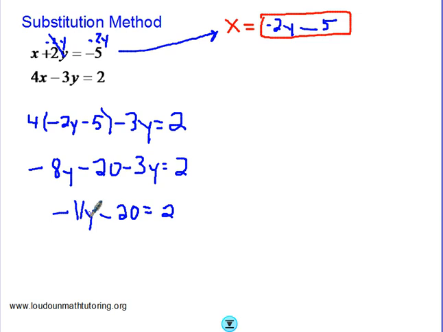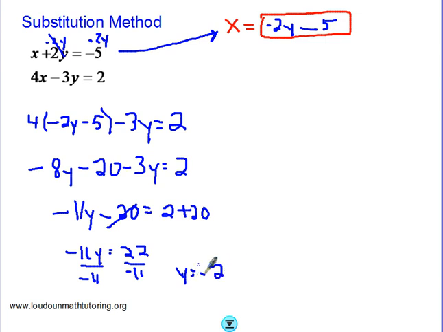We're trying to get y by itself. Add 20 to both sides. Adding 20 here would cancel that. Adding 20 over here would give you a negative 11y is equal to 22. Trying to solve for y, so we divide by negative 11. So this gives us a y is equal to negative 2.